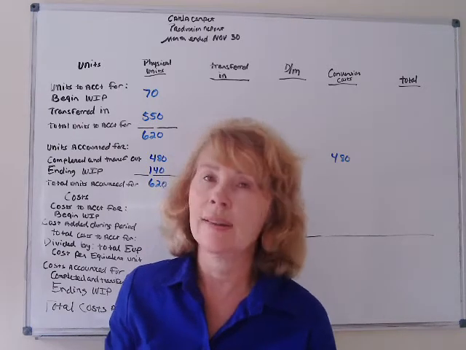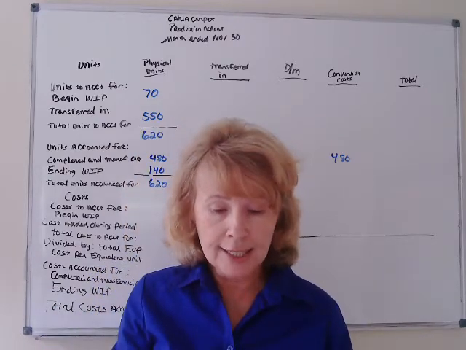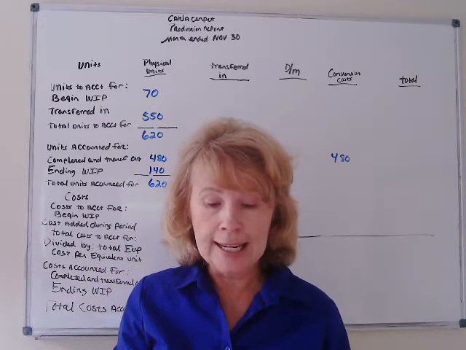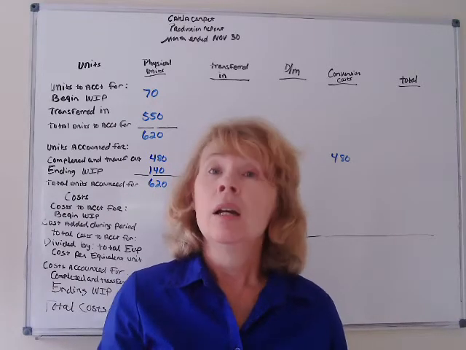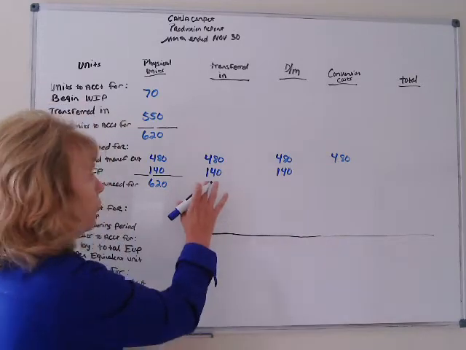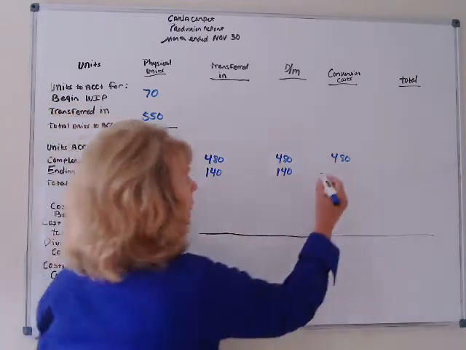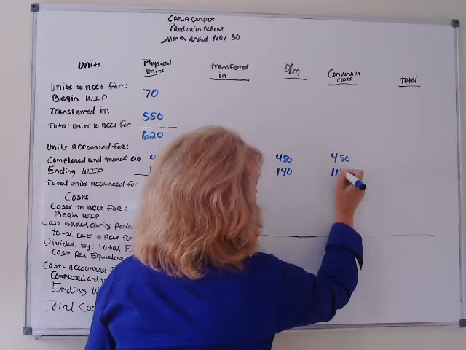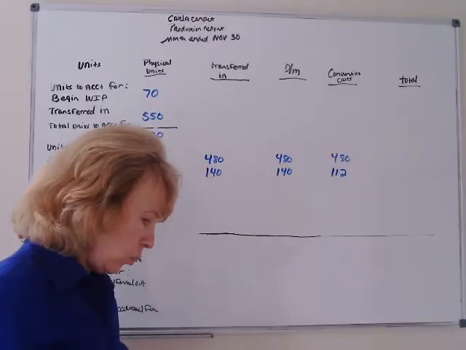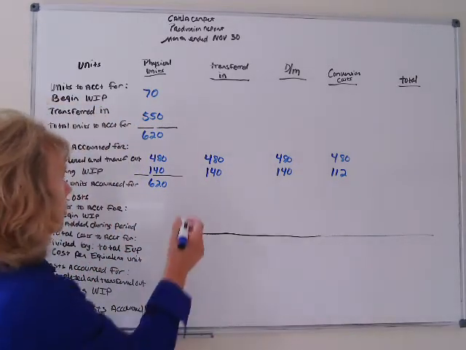Oh, here it is. It's way down the bottom, so be careful of that. It says ending work in process inventory, 80% complete for conversion costs. So now I'm going to take that 140 and multiply it by 80% because it's not all complete. We don't know what some of these costs are yet. 112.